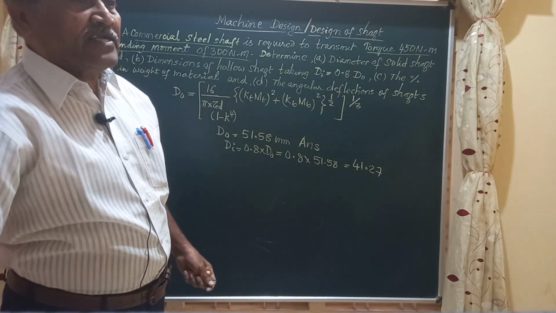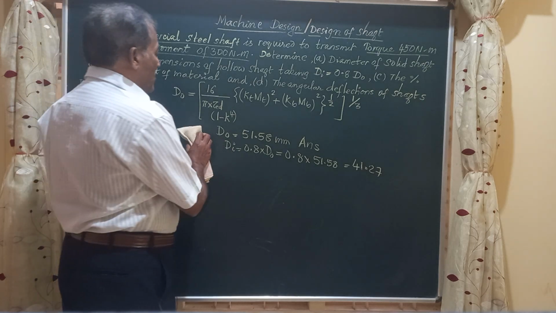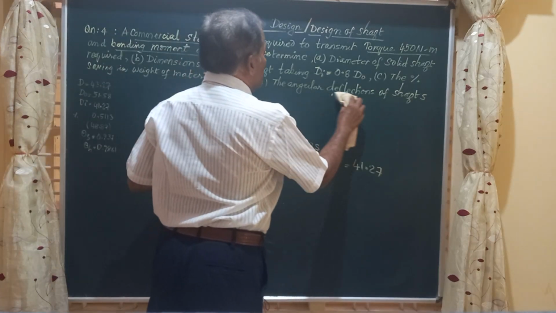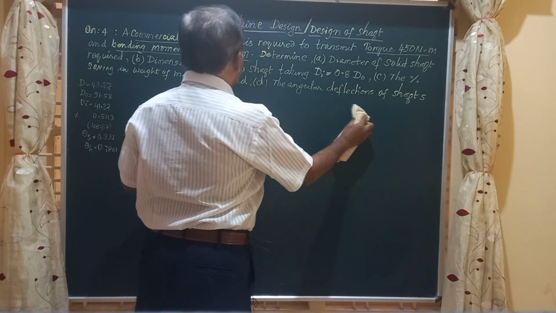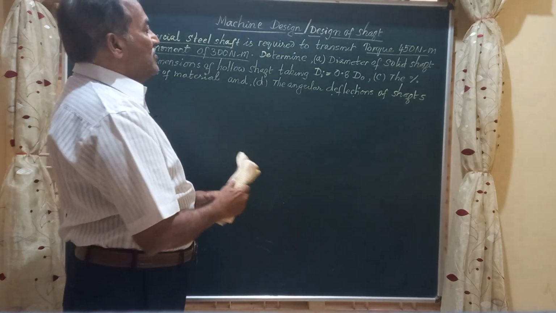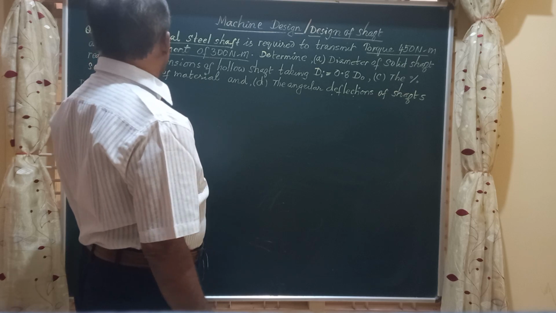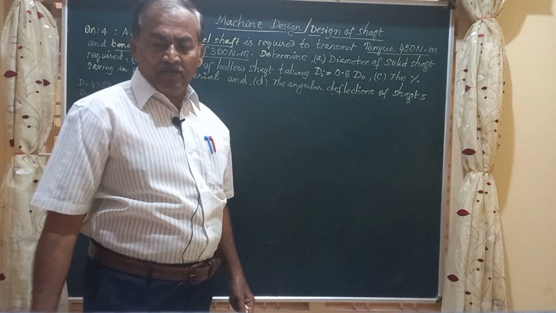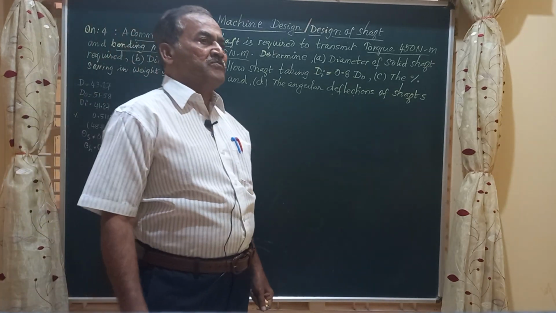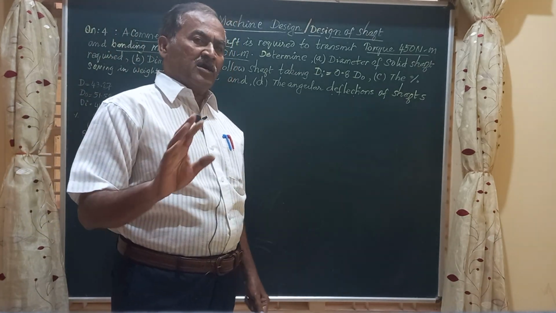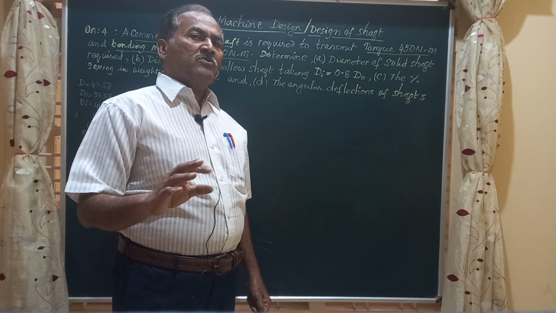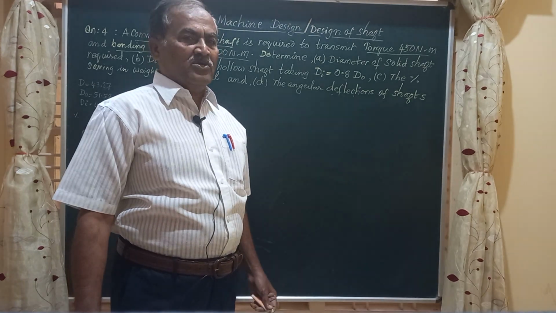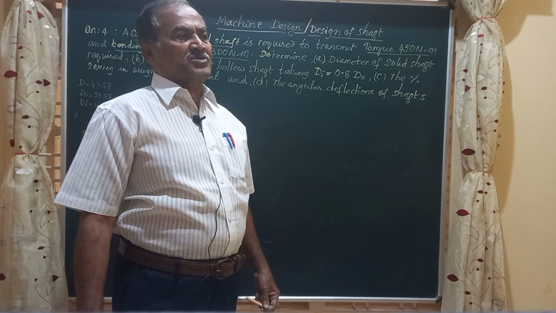Friends, we have completed two parts of this question. Then next comes the third part. The third part is: what is the percentage saving in the weight of the material? So in place of a solid shaft, if you are making use of a hollow shaft, what will be the saving in the material, or the percentage saving achieved using a hollow shaft?